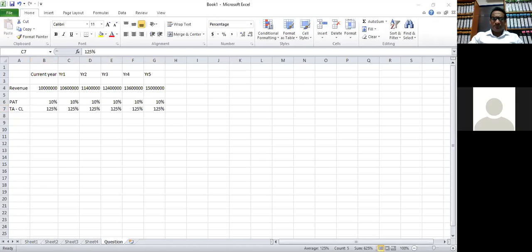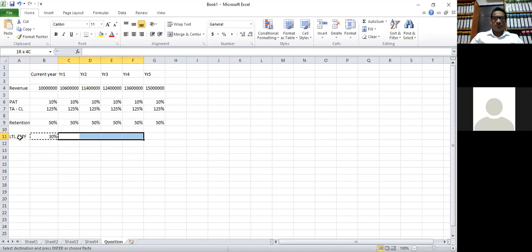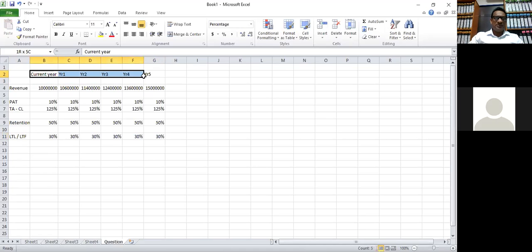Then we are told about the company's policies. Retention ratio is 50%. And then debt, long-term borrowing to long-term funds. Long-term liabilities to long-term funds, 30%. Okay, so these are the details.